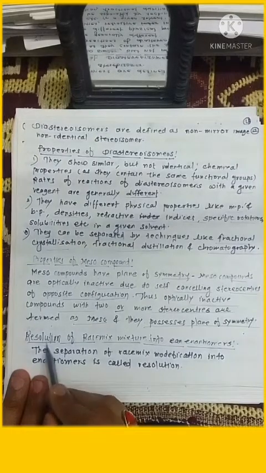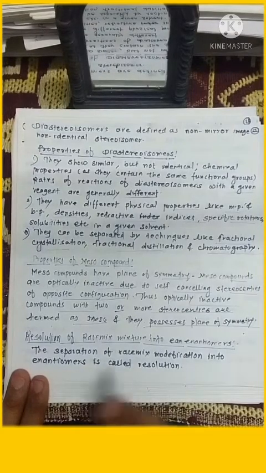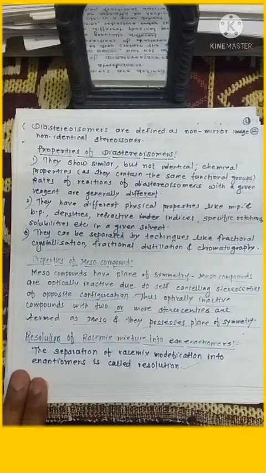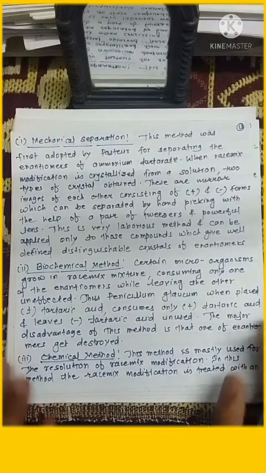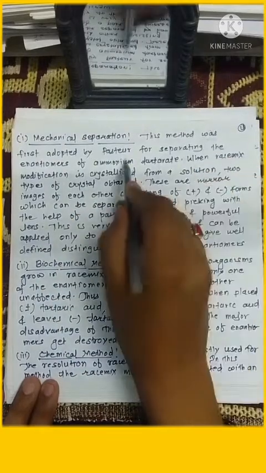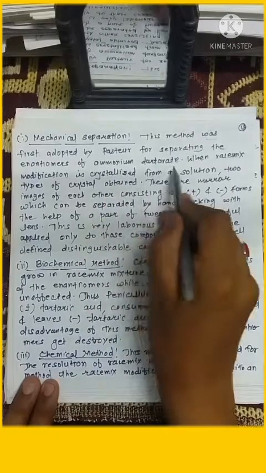Now we are going to discuss resolution of a racemic mixture into enantiomers. The separation of a racemic modification into enantiomers is called resolution. It can be done by different techniques. First technique is mechanical separation. This method was first adopted by Pasteur for separating enantiomers of ammonium tartarate.